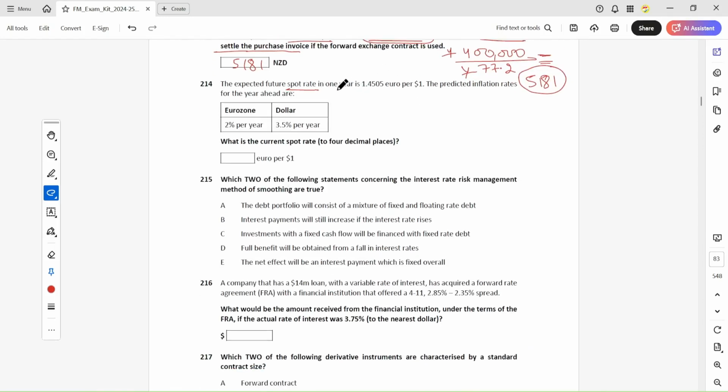Okay, next, the expected spot rate in 1 year is this, and predicted inflation rate is this, euro and dollar. Just remember this is very simple. This is purchasing power parity.